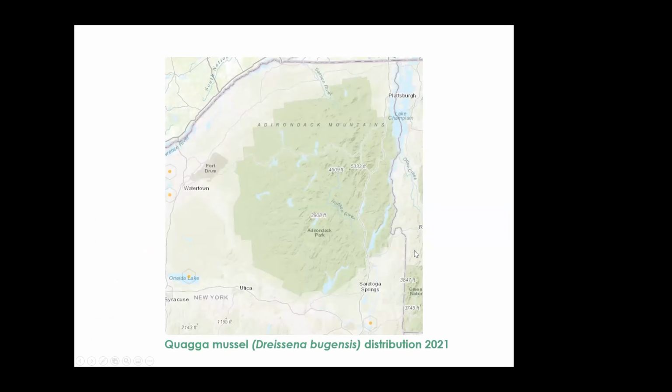We don't see a lot of quagga mussel yet in our region, and so this is something that we're trying to keep an eye out for as part of our early detection.